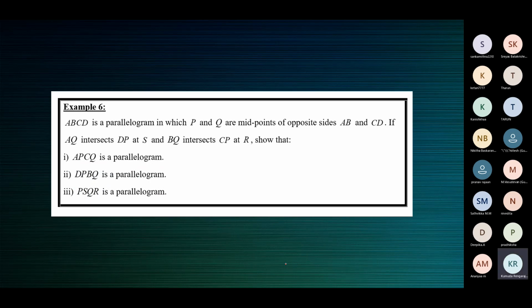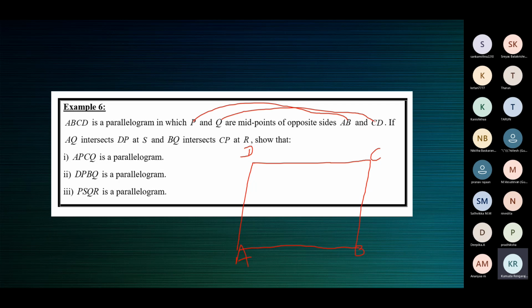So in example 6, ABCD is a parallelogram in which P and Q are the midpoints of the opposite sides AB and CD. So P is the midpoint of AB. The order is important. P is the midpoint of AB and Q is the midpoint of CD.